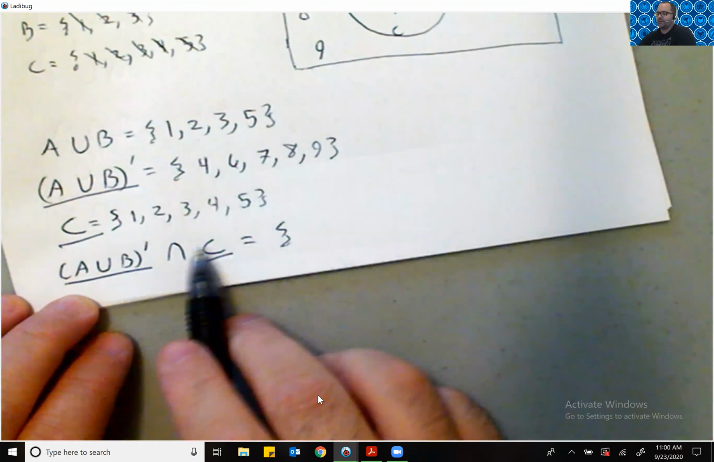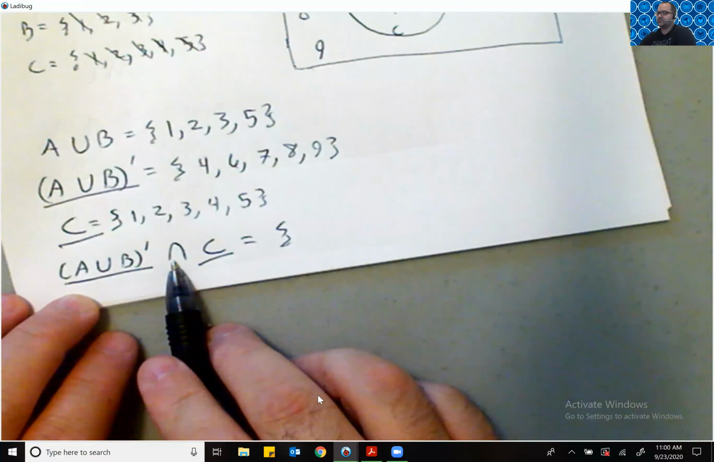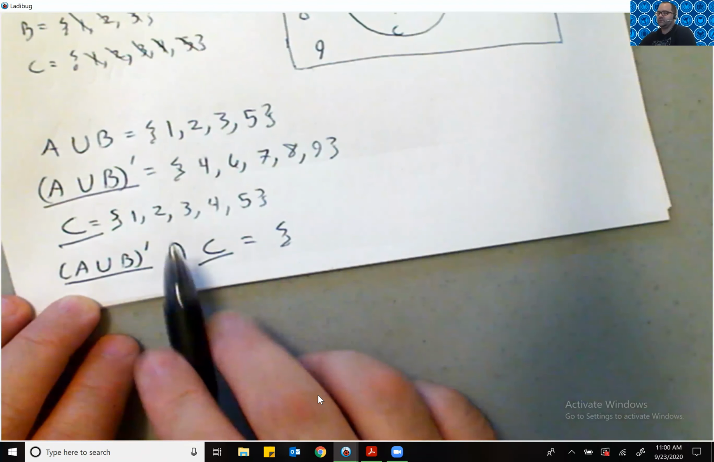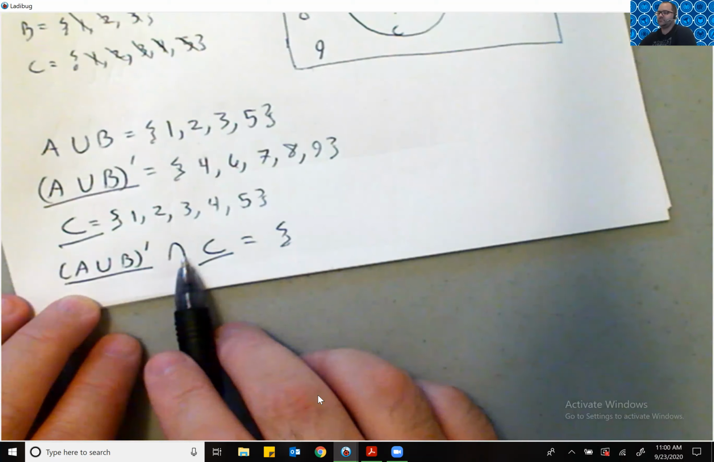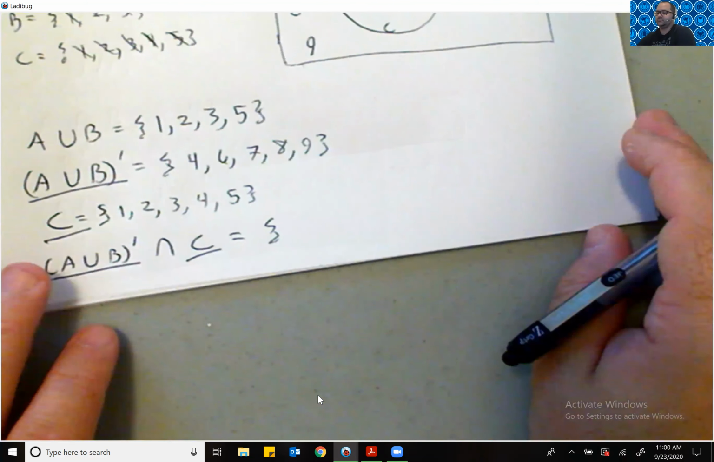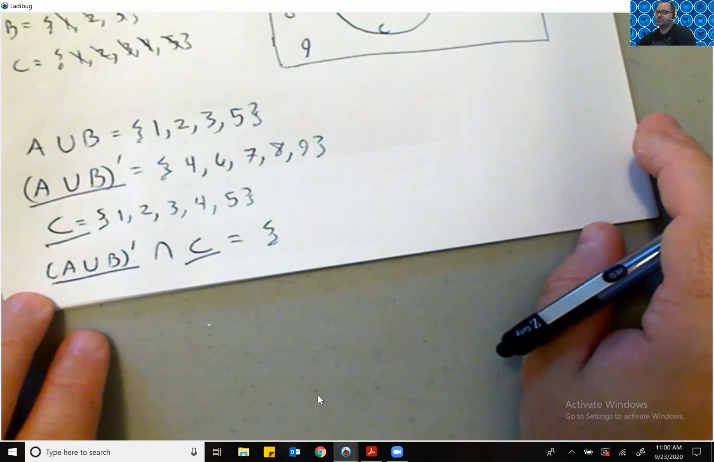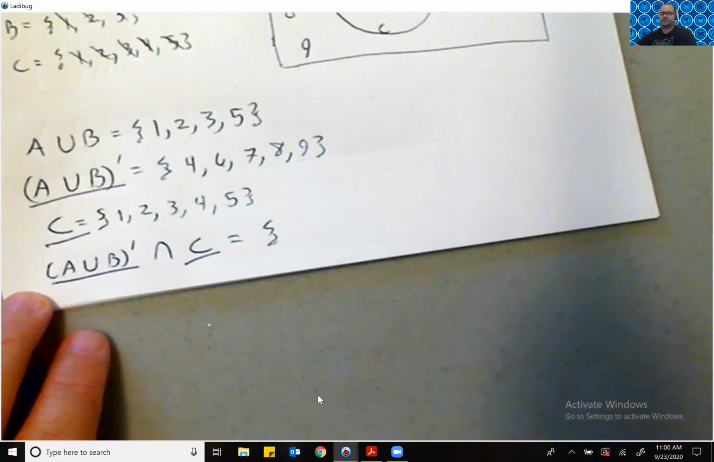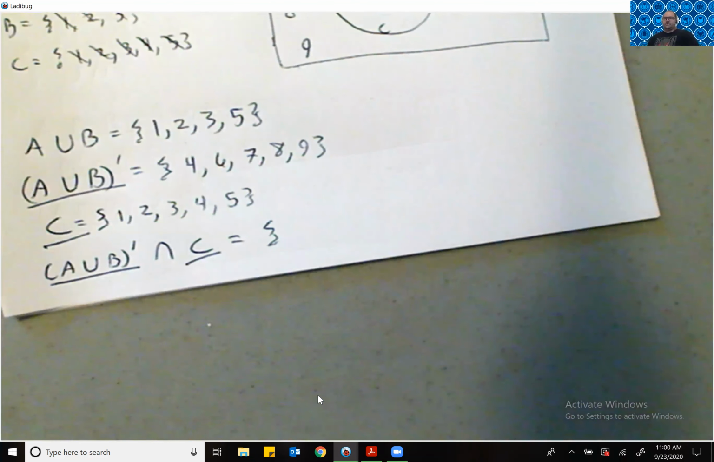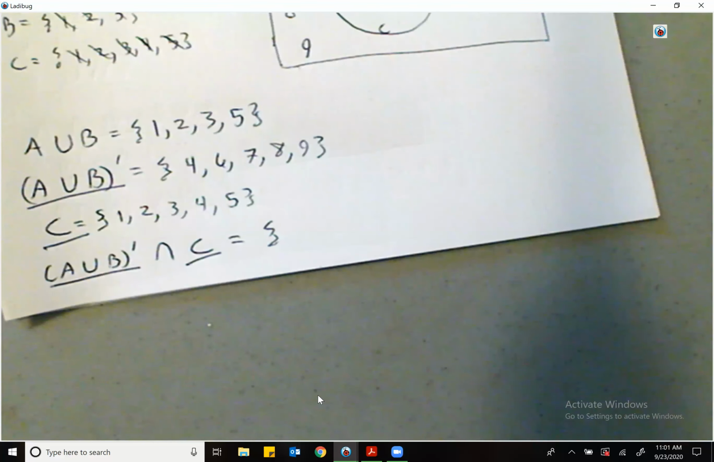Now, what does intersection want? What is an intersection about? Come on, you got this. What's an intersection about? What they have in common. So what do those two sets have in common?